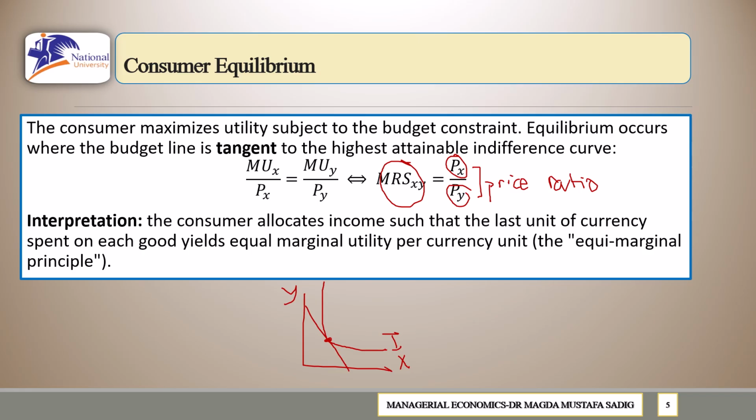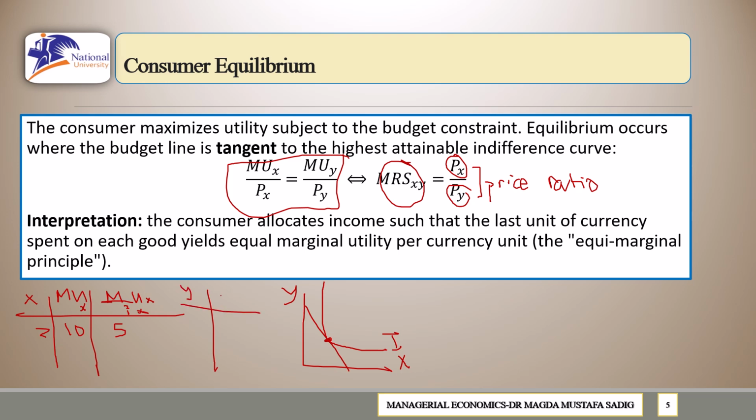So another interpretation comes from the equimarginal principle, where marginal utility of X divided by price per unit of X is equal to marginal utility of Y divided by price of Y. Let us say the price of X is 10 and the marginal utility of X is 2, giving 5 when divided by price X. And for Y, the marginal utility of Y is, let us say, 12, and the price is 5. Marginal utility of Y divided by price Y equals 5.